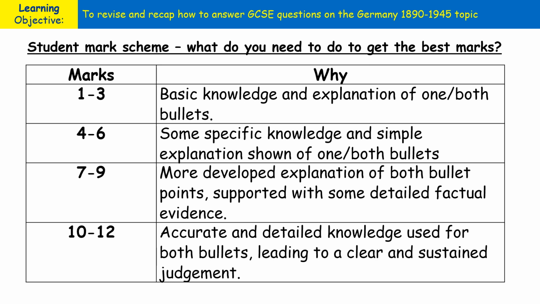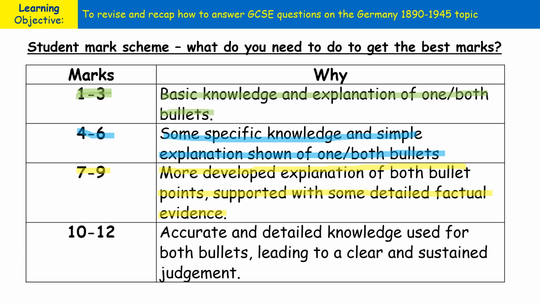So if you write an answer that includes just basic knowledge and an explanation of one or both bullet points, you're only going to get between 1 and 3 marks. You're not going to score any higher than that. If you use some specific knowledge and you give simple explanations for both bullet points, you're likely to get 4 to 6 marks. If you start to give a more developed explanation of both bullet points, so the highest mark you can get if you only reference one bullet point or one factor is 6 marks. But if you give a developed explanation of both bullet points supported with some factual detailed evidence, you can get between 7 to 9 marks.